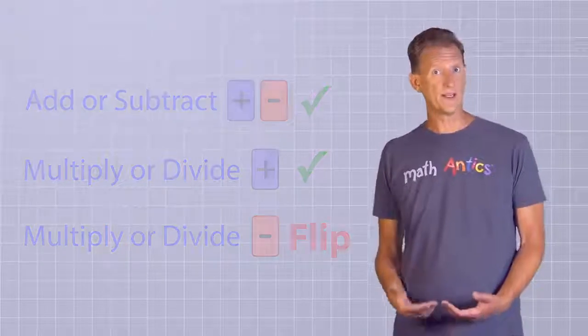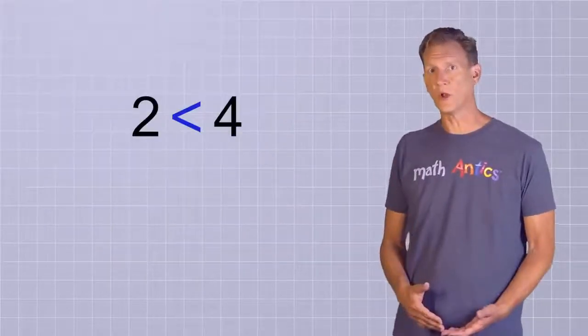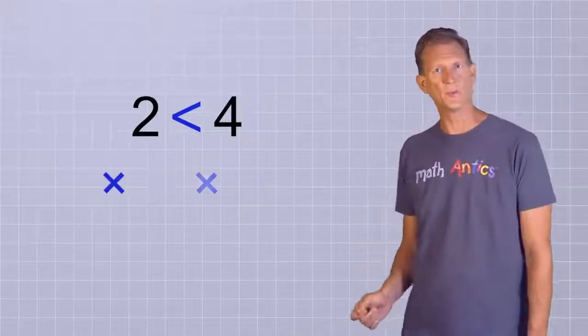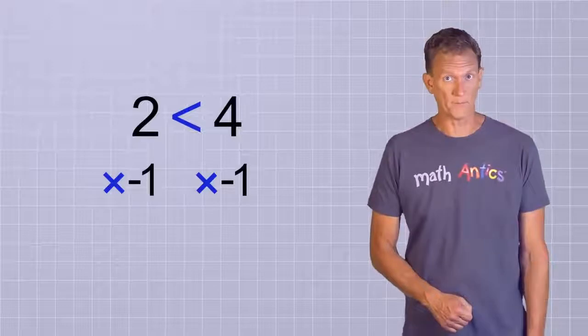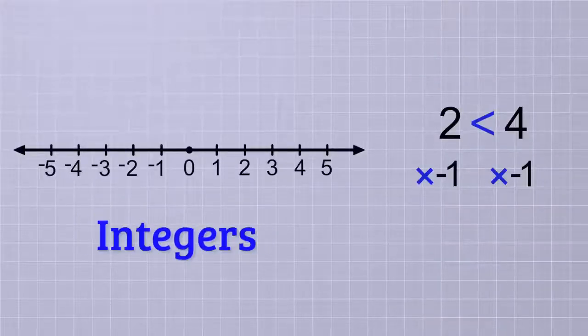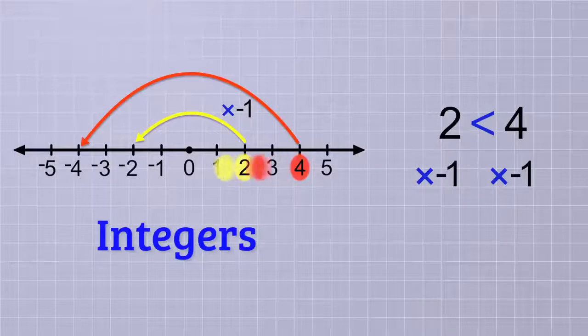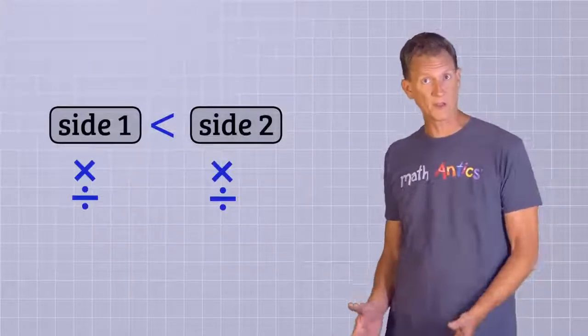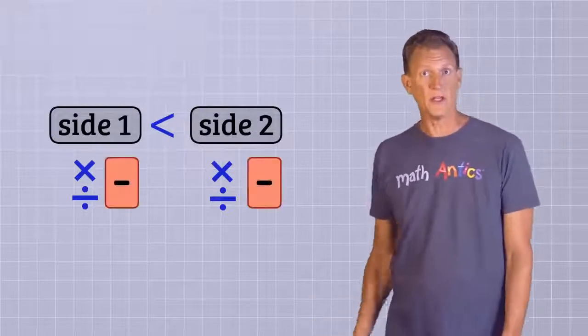To understand why that's necessary, have a look at the simple inequality 2 is less than 4, and imagine what would happen if you multiplied both sides by -1. In a previous video about integers, you learned that multiplying by -1 switches a number to the opposite side of the number line, and vice versa. Doing that to two different numbers actually changes their order. Positive 2 is less than 4, but -2 is greater than -4. That's why every time you multiply or divide both sides of an inequality by a negative, you need to switch the inequality sign.